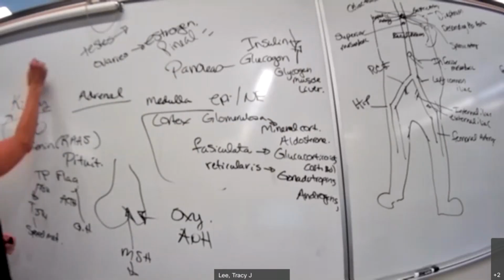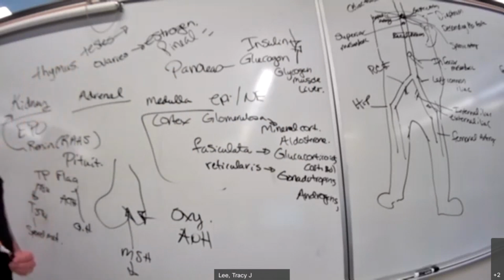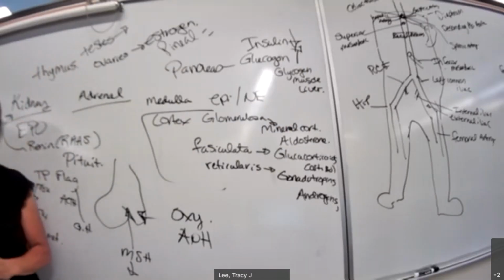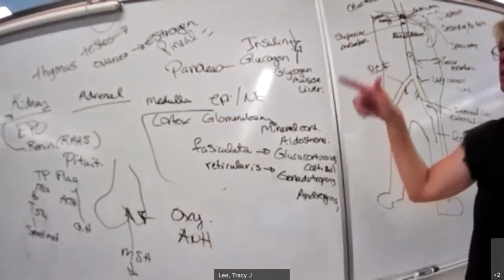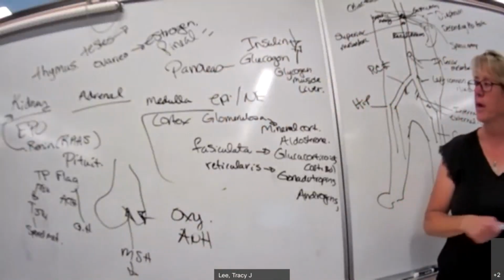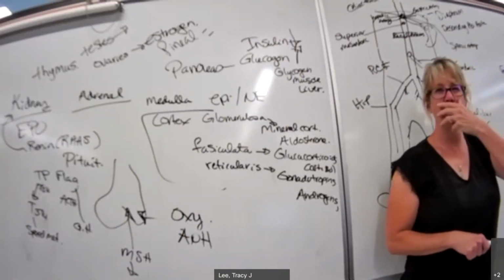Thymus gland. What's it secrete? Thymosin. What's thymosin say? Yeah, mature your T cells, which is a form of those white blood cells. You have your T cells and your B cells. B cells come from the bone marrow. T cells come from the thymus, but they all participate. What am I missing? Did we get them all?